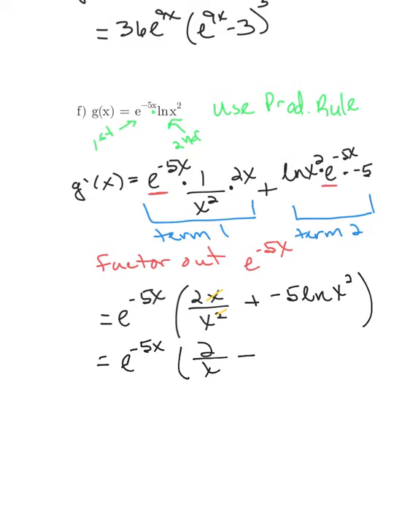And the other thing that you can do, but you don't have to do, is drop the power on the argument times the 5 out front and write it as minus 10 times the natural log of x. And then this is about as simple as your answer is going to get.